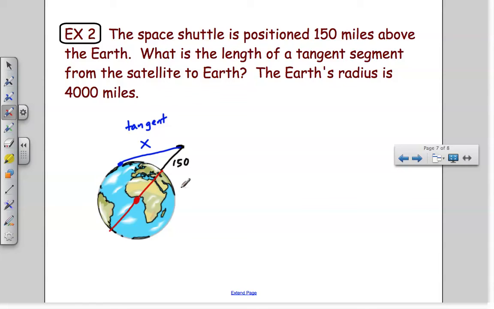Put a dot here for the center. The Earth's radius is 4,000. So be careful here. When you come up with the tangent segment and you need the full length, remember the radius was 4,000. So I want you to solve this for class and see if you can tell me the length of a tangent segment from the satellite to Earth. This is your homework, looking at chords in circles and then secant and tangent segments in circles.